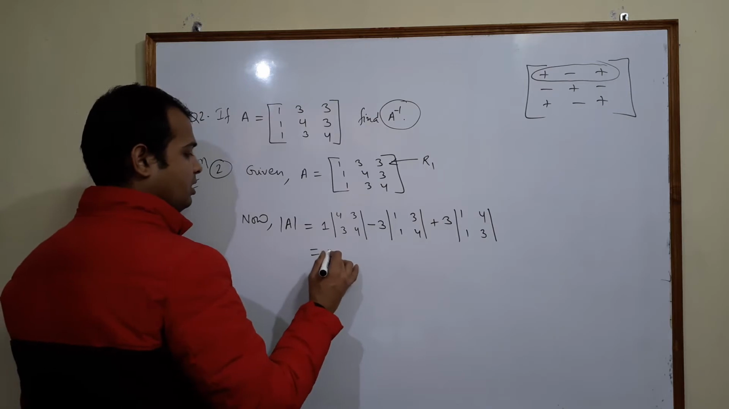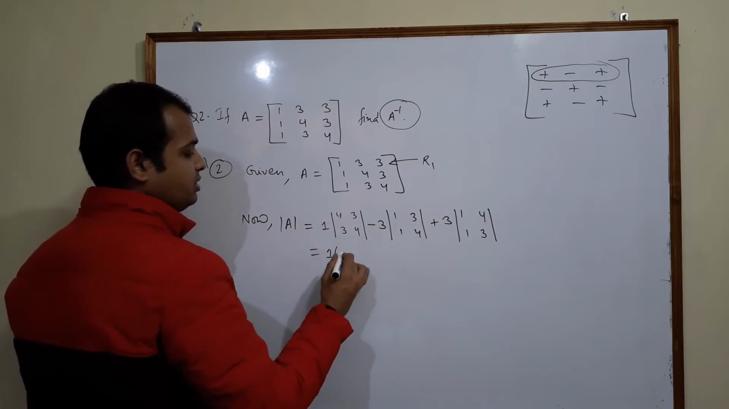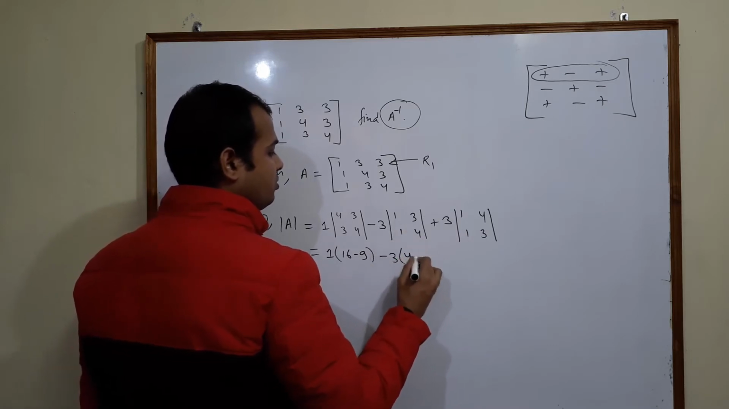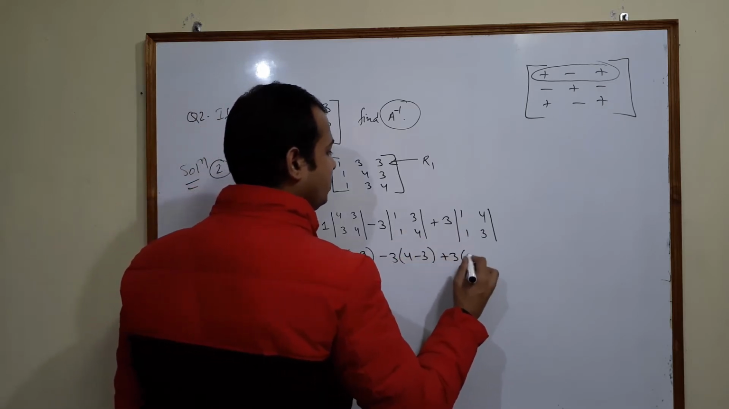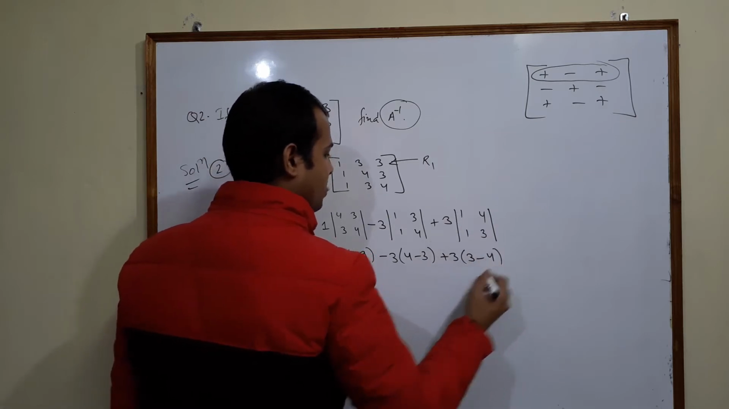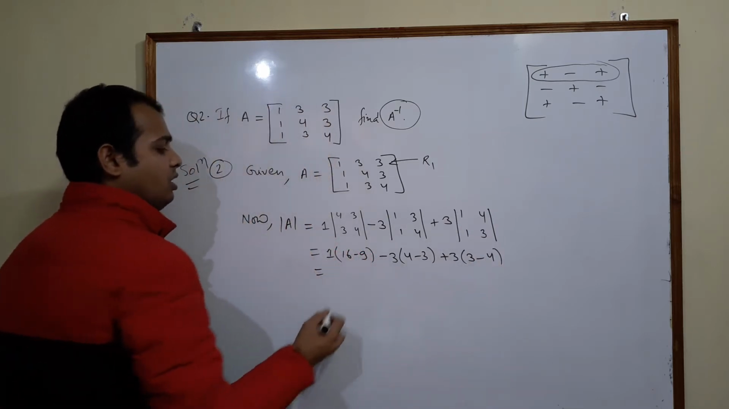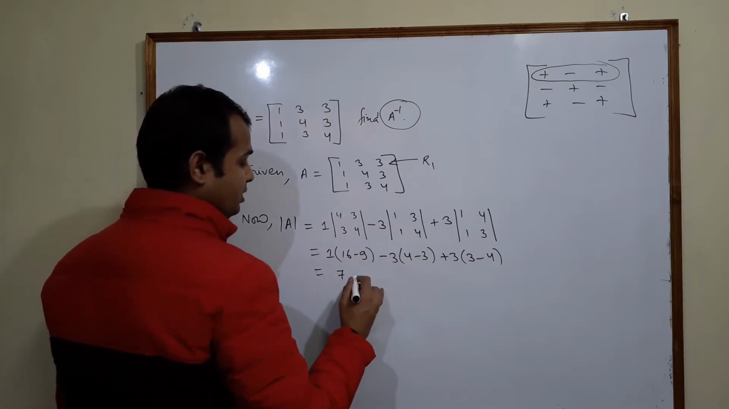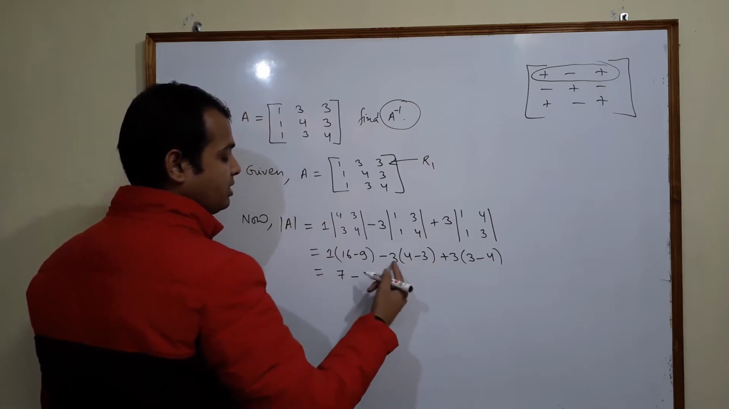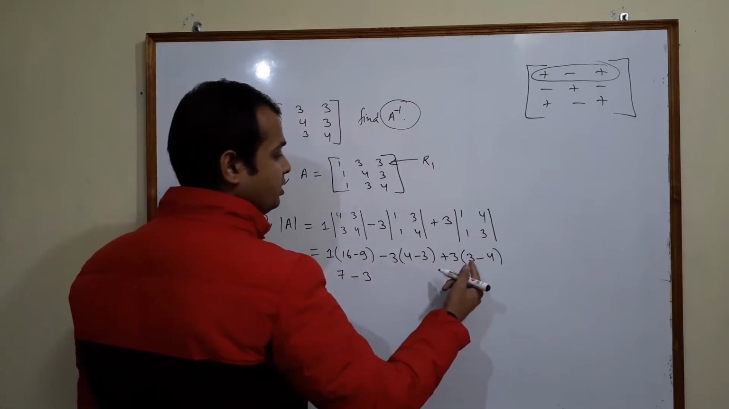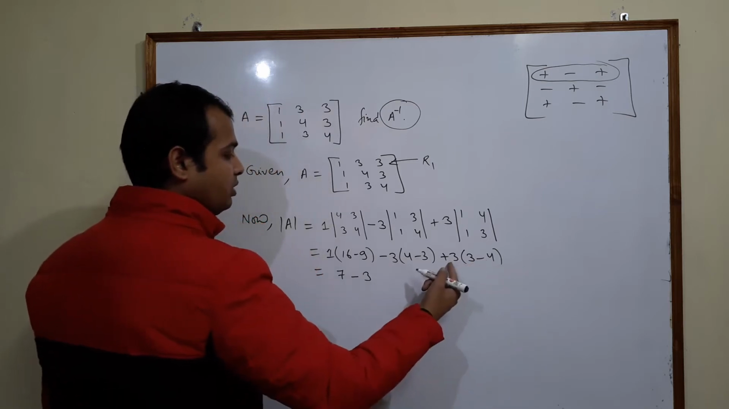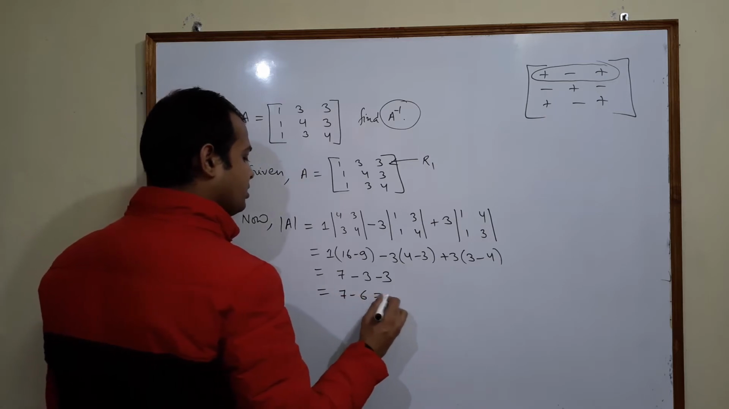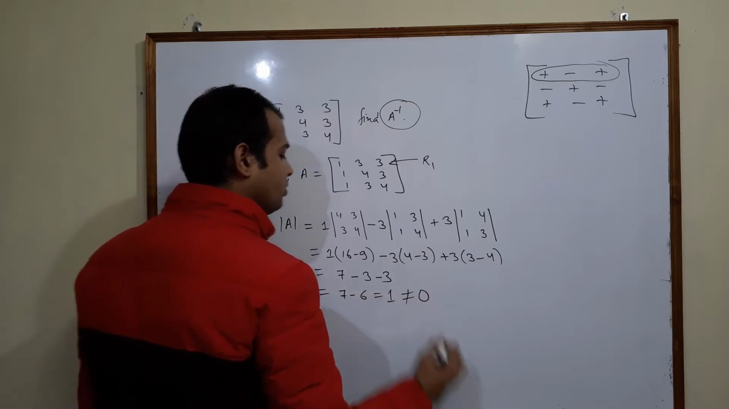So 1, and in bracket 4 4s are 16 minus 9, minus 3, 1 into 4 4 minus 3, plus 1 into 3 3 minus 4. Okay, now 16 minus 9 will be 7, so 1 into 7 is 7, then 4 minus 3 is 1, so minus 3 into 1 is minus 3, then here 3 minus 4 is minus 1, into 3, so minus 3. You will get 7 minus 6, that is equal to 1. Clearly this is not equal to 0.